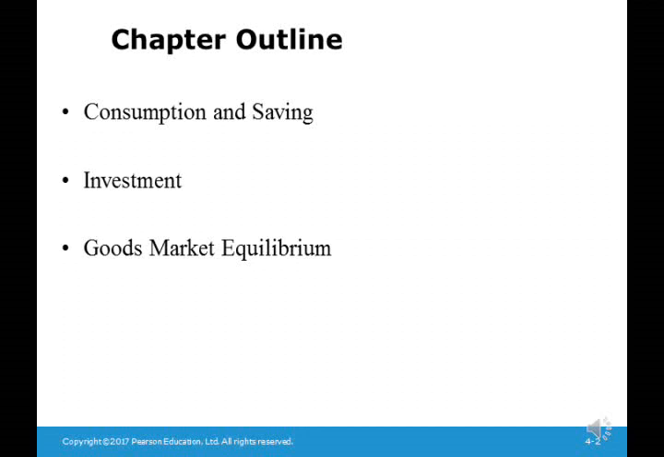Sometimes you assume that the output is given, sometimes we assume that the interest rate, real interest rate is given, sometimes the government expenditure, or the government purchases are given. You have to keep track of this in order to reach the right result in analysis. Okay, and then we move to the investment part.